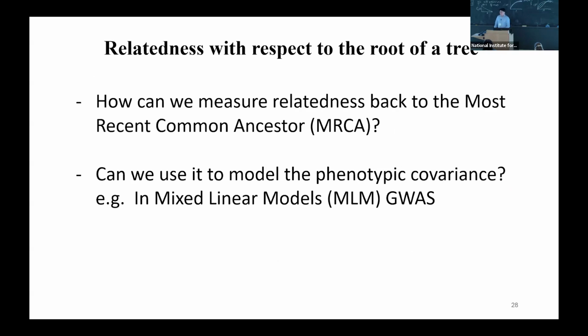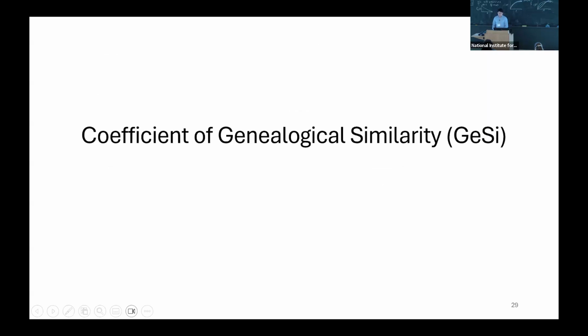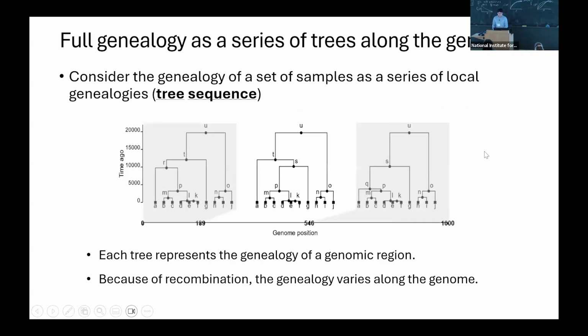So the research question that I present is, can we measure relatedness back to the most recent common ancestor? And can we use it to model the phenotype covariance in mixed linear models? And this is the coefficient of genealogical similarity that I developed and will present.